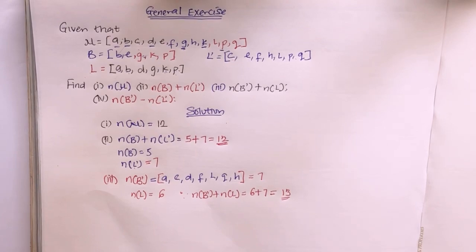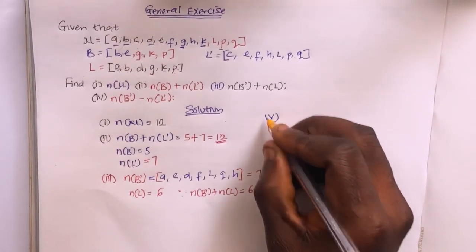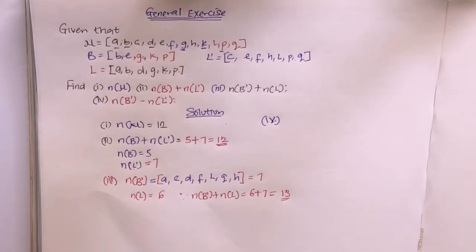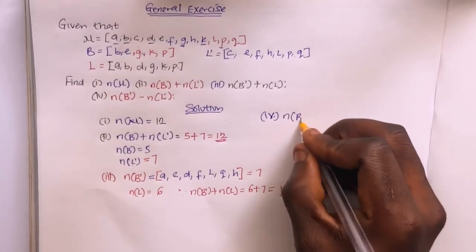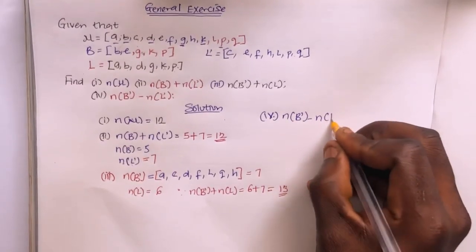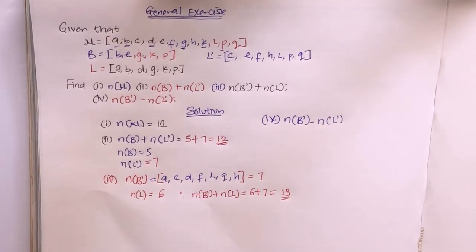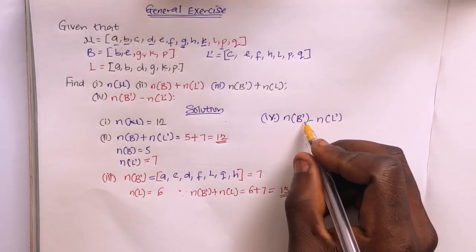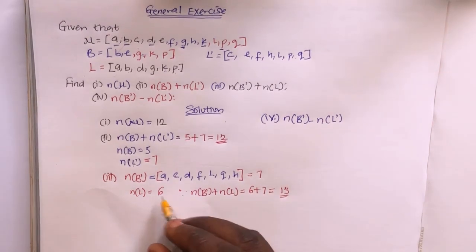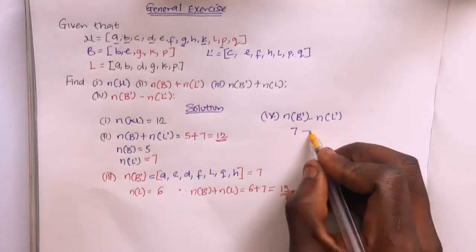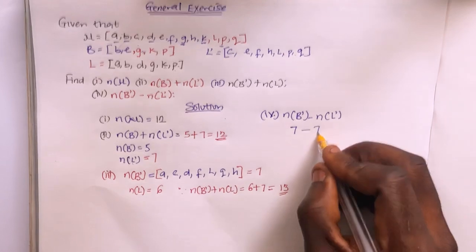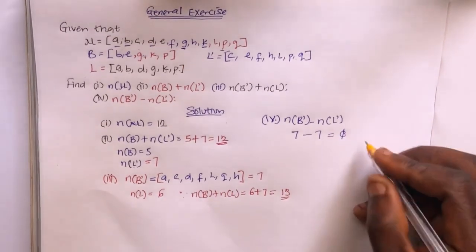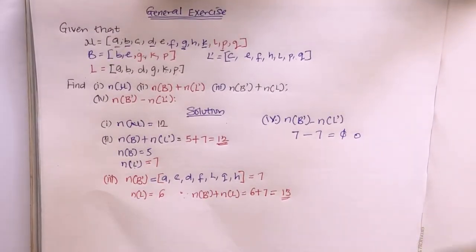Then move to the last case, which is IV, our number 4. You have to find the cardinality of B complement minus the cardinality of L complement. The cardinality of B complement means elements that are in the universal set but not in B, and it's also the same thing as our L. I've actually looked for it. It is 7. 7 minus the cardinality of L complement, that's 7, which equals the null set, because it is 0. That's why I said that the null set is a subset of all other sets. Can you see this now?